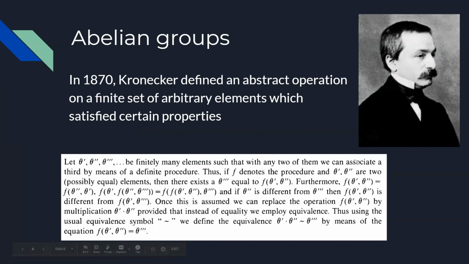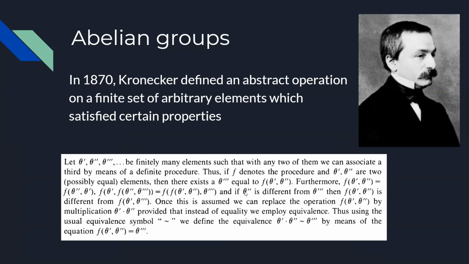Next, you have abelian groups. In 1870, Kronecker defined an abstract operation on a finite set of arbitrary elements which satisfied certain properties. Here he is right here. In his definition here, he says let theta prime, theta double prime, and theta triple prime, dot dot dot, be finitely many elements. And then he goes on to discuss that if theta triple prime is equal to the function of theta prime and theta double prime, and that same function is equal to if you switch the order of theta double prime and theta prime.